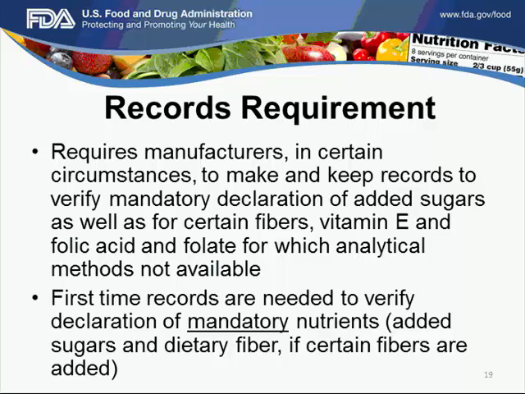One of the changes in the rules is records requirements. This requires manufacturers, in certain circumstances, to make and keep records to verify the mandatory declaration of some of the nutrients in the Nutrition Facts Panel. For example, sugars, as well as certain fibers, vitamin E, and folic acid and folate, because analytical methods are not available for us to be able to determine the compliance of these particular declarations on Nutrition Facts labels.